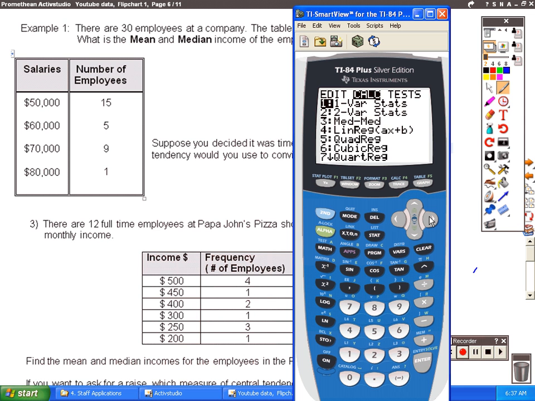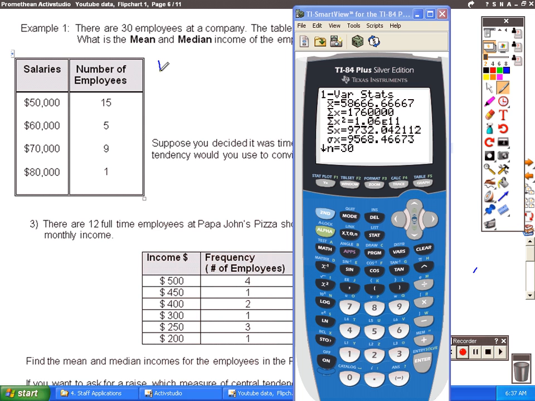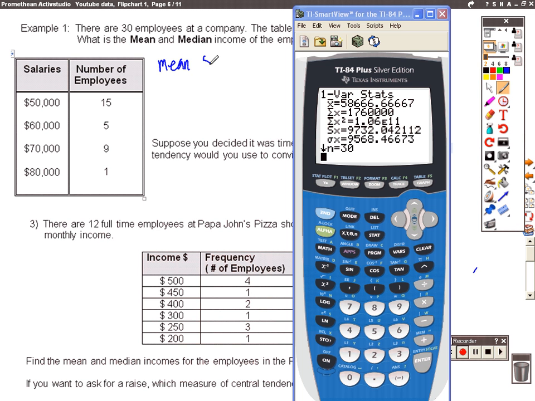It is still one variable statistics, but I'm going to tell it to operate on list number 1, which is second 1, comma, which is above the 7, second L2. Now remember, it's very important that you practice using your calculator when you do these examples. I'm going to press enter, and you can see that the mean X bar, remember the mean is X bar, is 58,667 if we're rounding off to the nearest dollar.